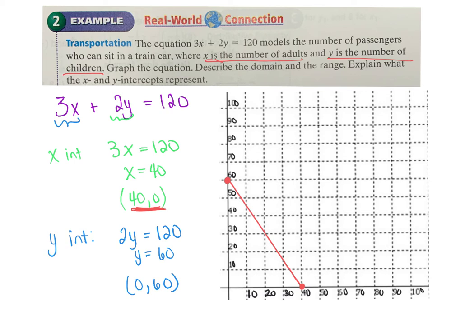How many adults can this hold with no children, right? Not that I would want to be on the train car, but what does 0, 60 represent? Right, 60 children with no adults. Doesn't sound like a great train car, but that's what it represents.